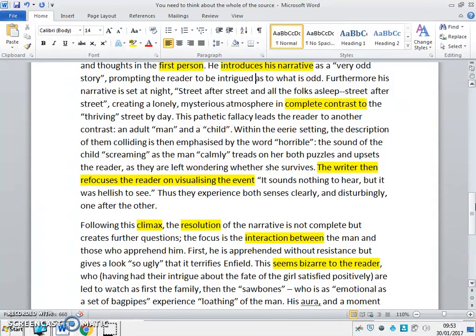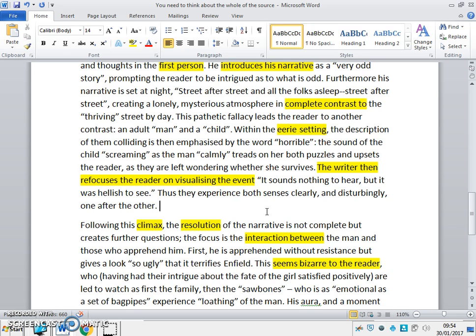Furthermore, his narrative is set at night, street after street, and all the folks asleep, street after street, creating a lonely, mysterious atmosphere in complete contrast to the thriving street by day. This pathetic fallacy leads the reader to another contrast, an adult man and a child. So there's loads of contrast in this story, so I keep mentioning it. Within the eerie setting is also structure, the description of them colliding is then emphasised by the word horrible.